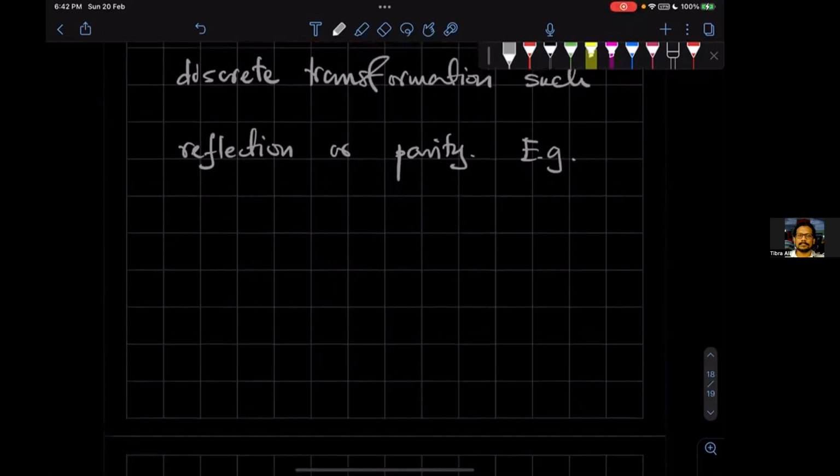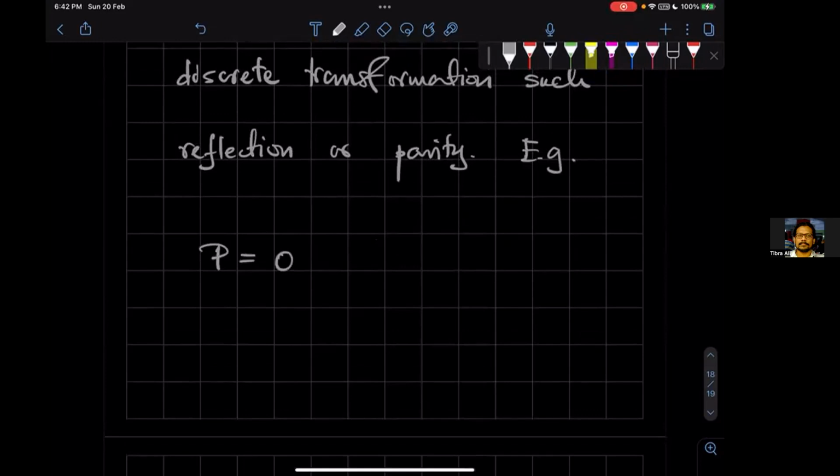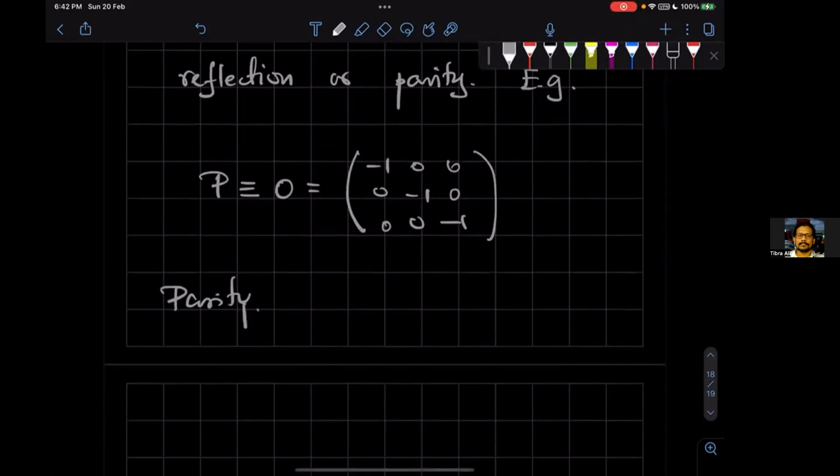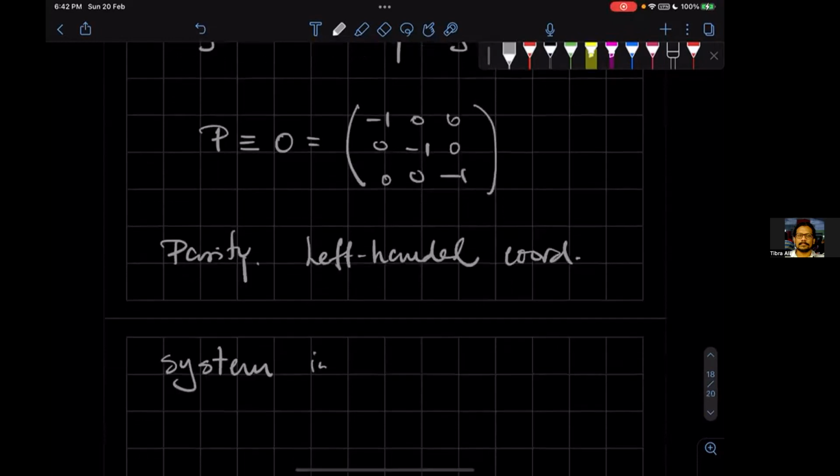if I take the matrix, say, P, which is a particular orthogonal matrix of the form -1, -1, -1, then this is called parity. And what it does is that it takes a left-handed coordinate system into a right-handed one, right?